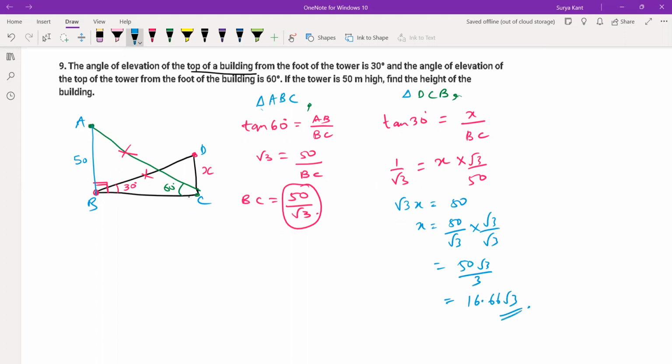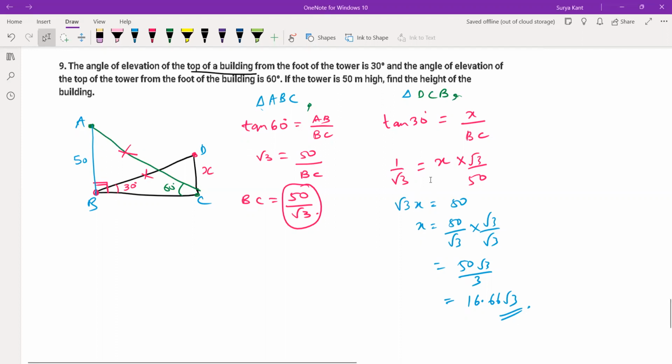Check it out once. Is your height of the building coming the same? Look, some awkward answer is coming over here. See, is it coming the same or different? 50 by 3 is the answer here. Answer is 50 by 3. AB is 50 by 3. We have made a mistake.